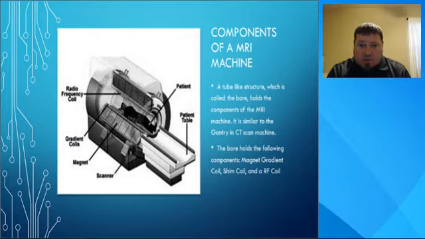And the most important structure of the MRI is the bore. The bore holds all the components of an MRI machine that scans the patient and transmits an image.